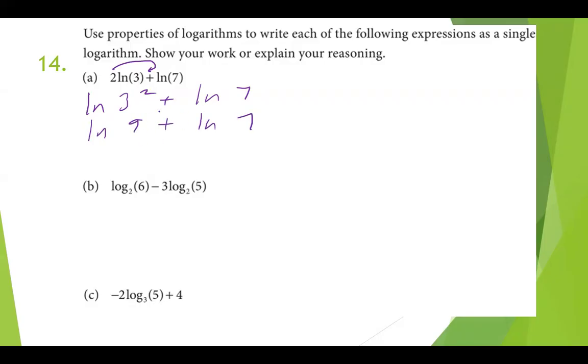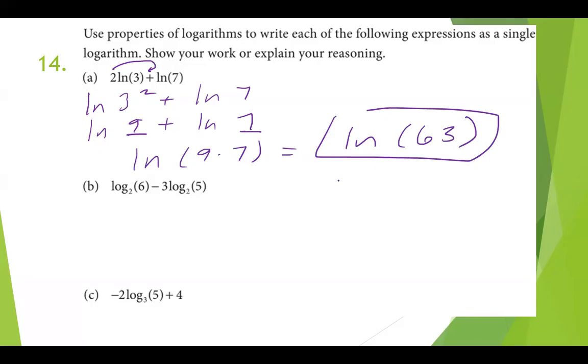Now that I'm adding, what property am I using? Product. Product says that if the bases are the same, I can multiply the two together. So that gives me natural log of 9 times 7. What is 9 times 7? 63. There you go. Good job. Genius. Okay, on to the next.